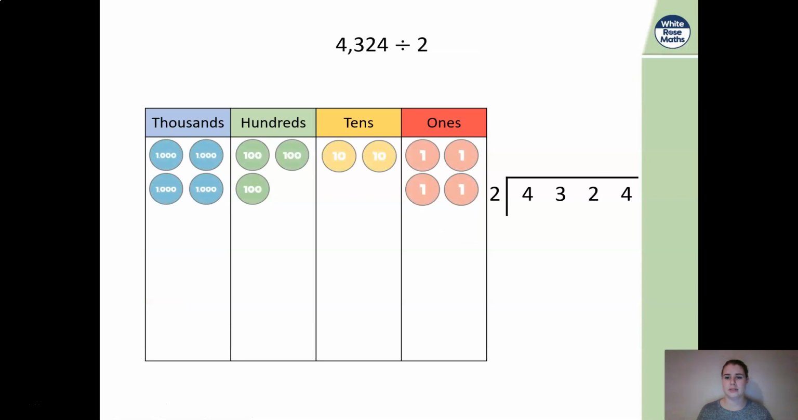Let's explore this one together as well. Now this one is going to require us to do some carrying. So let's just watch out. So first of all, how many 2s can I get into 4? Well, I know that 2 times 2 is 4, therefore it must be 2. Now, have you spotted what problem I might have here with my hundreds column? Right, so we might have to do some carrying.